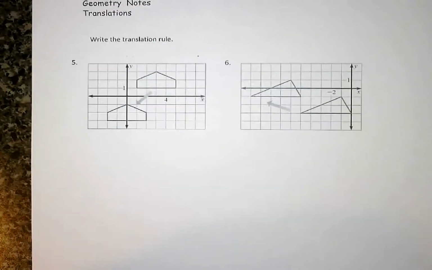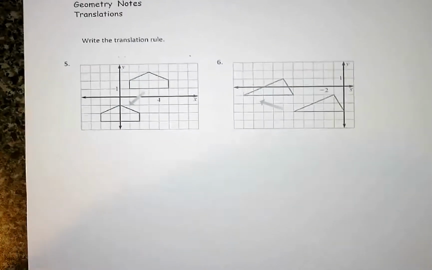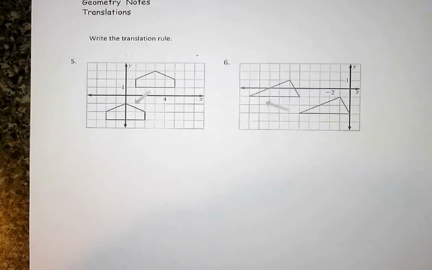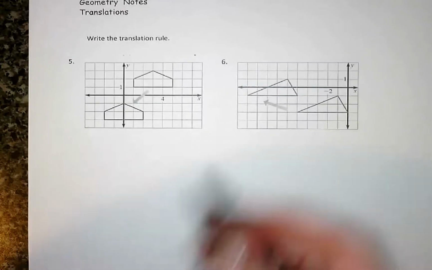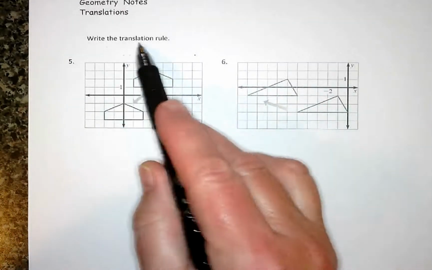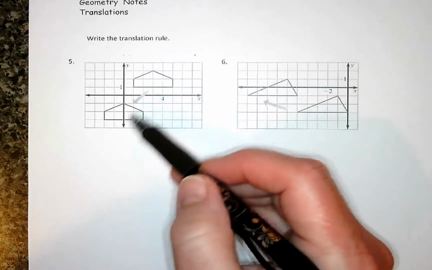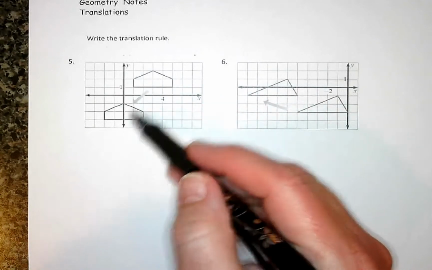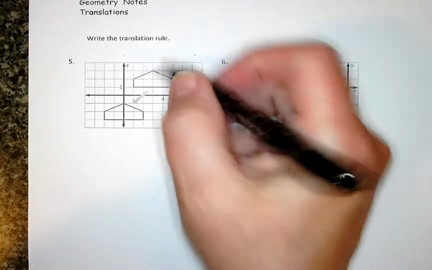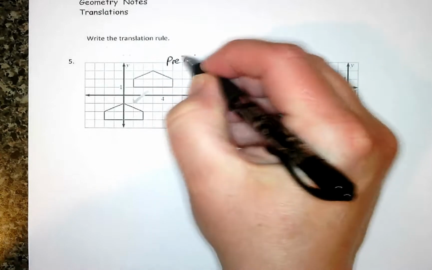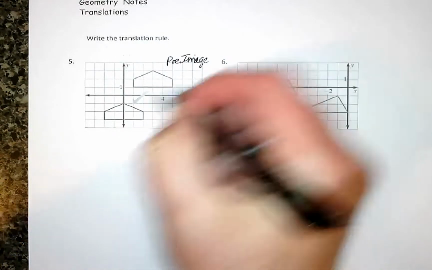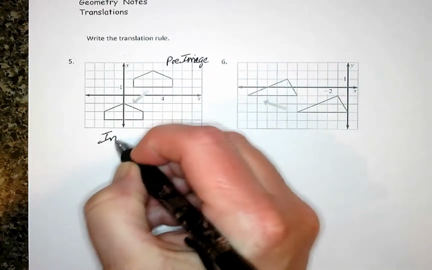As I said before, the image that you start with is called the pre-image. The result after the translation is called the image. So in this example here, they want us to write the translation rule. You can see there's a little arrow going here because it does make a difference which shape is which. This is going to be my pre-image right here, and then this is the result or the image.